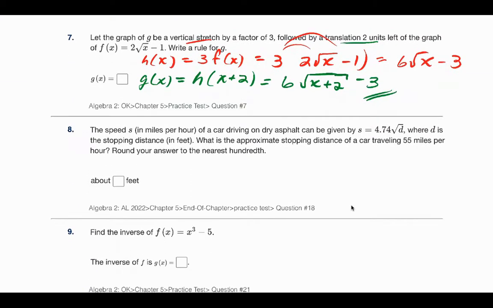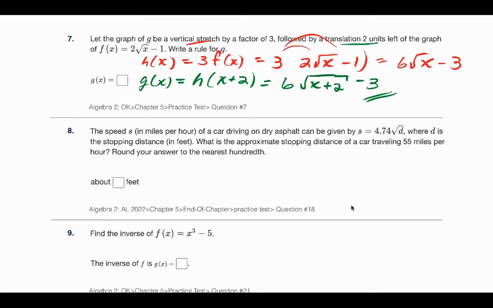Number 8 is a word problem. And the word problem, it may sound daunting, but it's really not. The speed s in miles per hour, so that's our hint, of a car driving on dry asphalt can be given by s is equal to 4.74 times the square root of d, where d is the stopping distance in feet. What is the approximate stopping distance? So that's the one we don't know, of a car traveling 55 miles per hour.